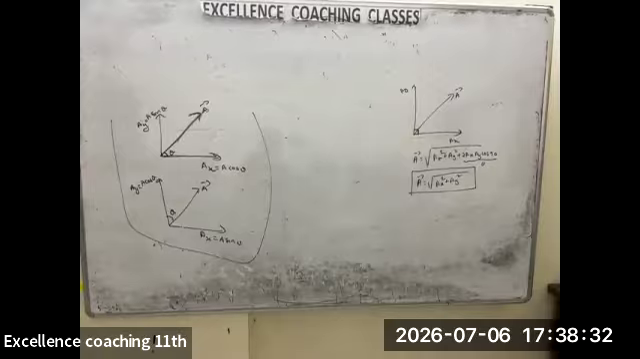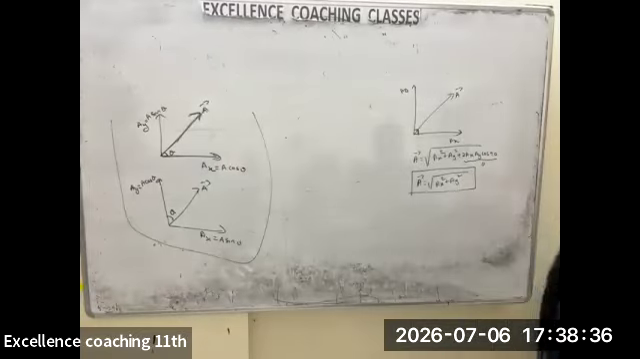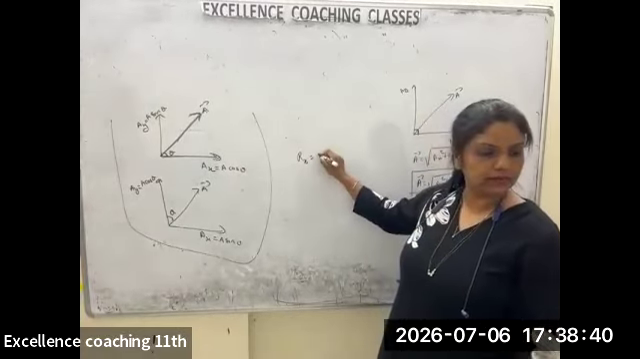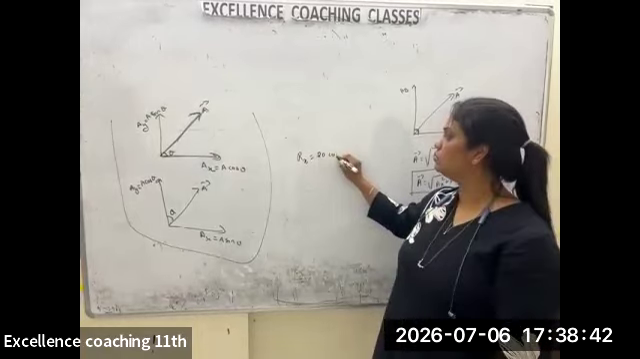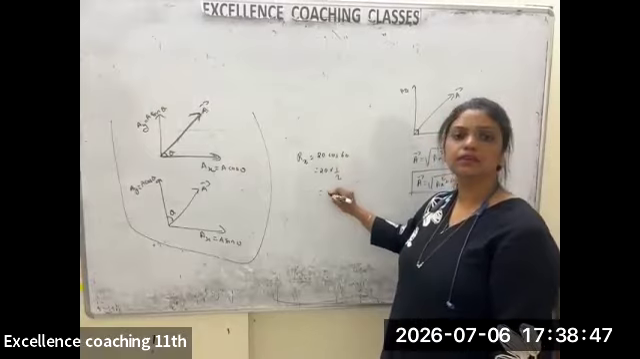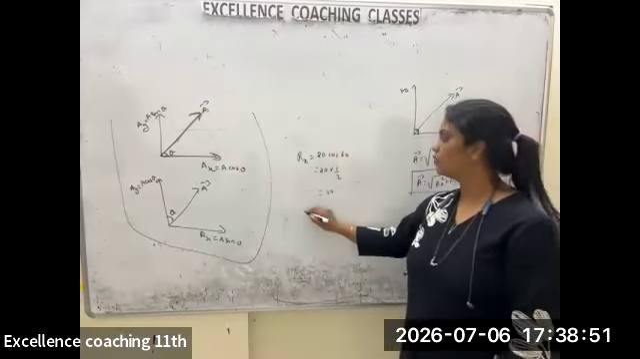So what is the value for Rx? Rx will be 20, no? Cos 60, so 20 into half. So the answer will be 10. Units are not mentioned. Okay.